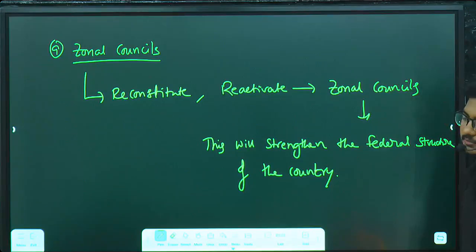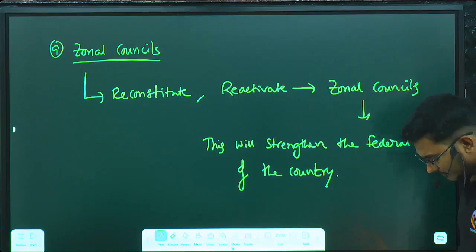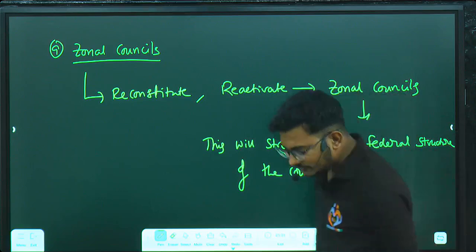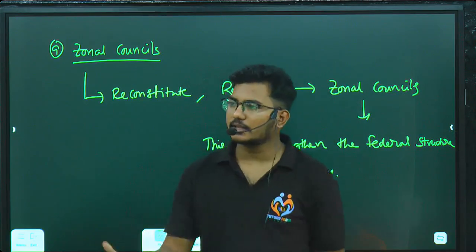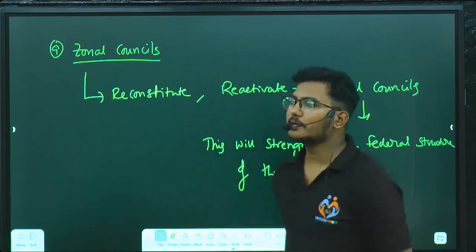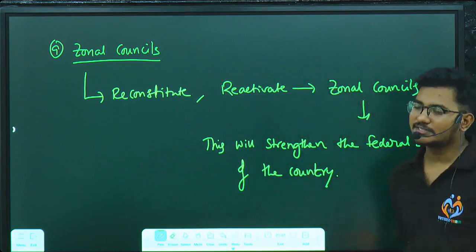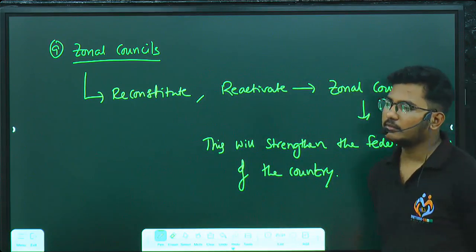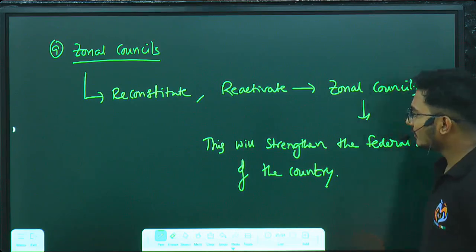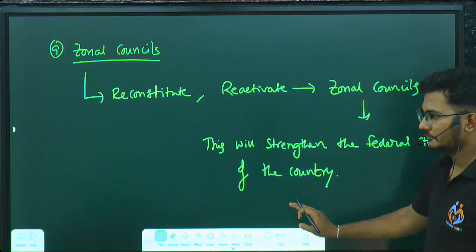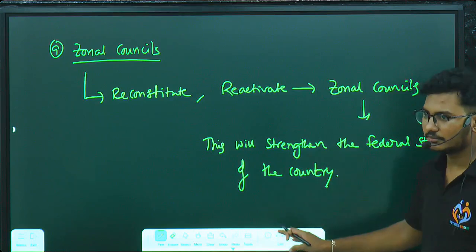Clear? Zonal councils. Simple. Instead of one state asking for demands, 4-5 states come together and ask for common demands. Now the voice will be strong and the pressure will be more. Here the northeastern states are not included.